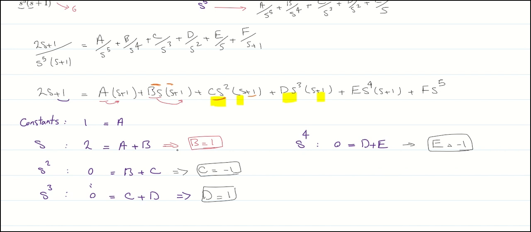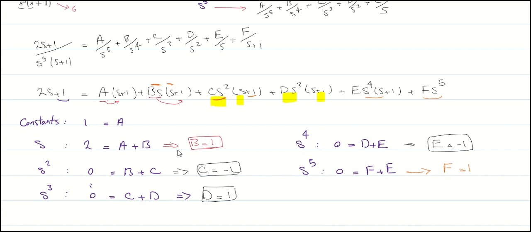Now, moving to the last expression in here, which is s to the power of 5. We don't have any s to the power of 5 term on the left-hand side, so it will be equal to 0. And on the right-hand side, we have f plus e, which again is the same thing. Our f coefficient comes from this term in here, which is f times s to the power of 5. And our e coefficient comes from e times s to the power of 4 times s in here. So that means our f value would be equal to 1 as well.